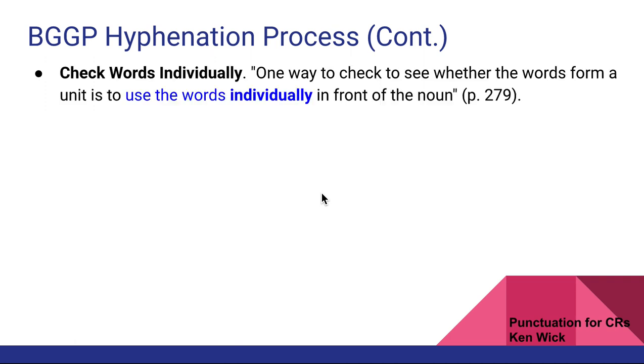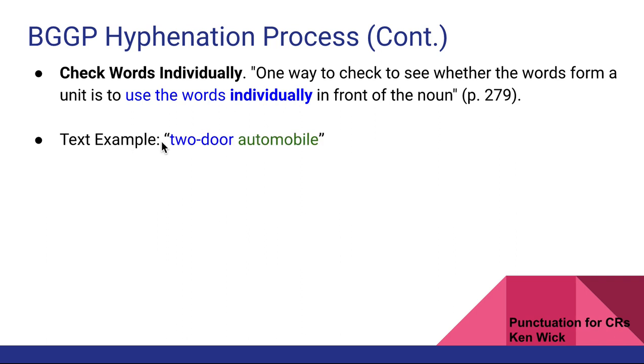Continuing, the BGGP gives us the only method of determining this. Remember, part of that definition of a compound adjective is that it functions as a unit. Well, it's the only one that really provides us a tool. It says on page 279, one way to check to see whether the words form a unit is to use the words individually in front of the noun. If you think about it, this is the exact opposite of a unit. If they're working together as a unit, the opposite would be working individually. So if they work individually, then we know they're not working as a unit.